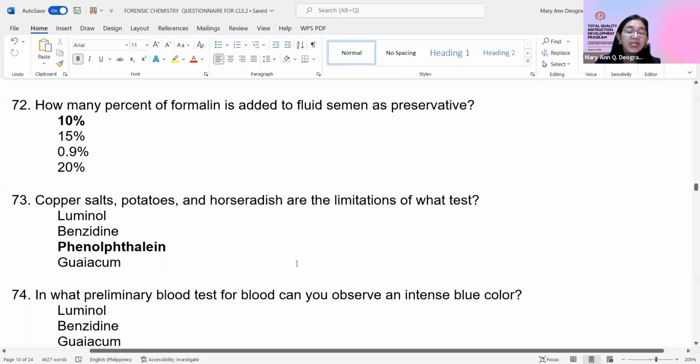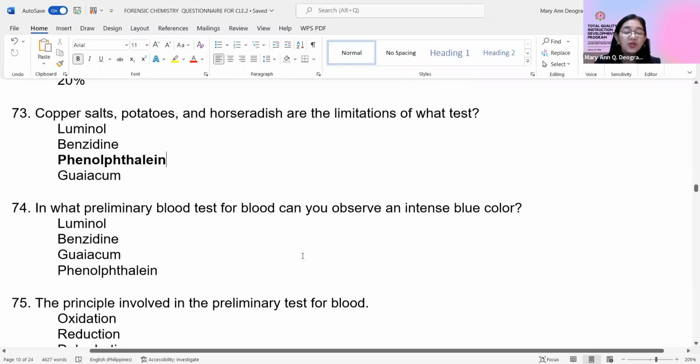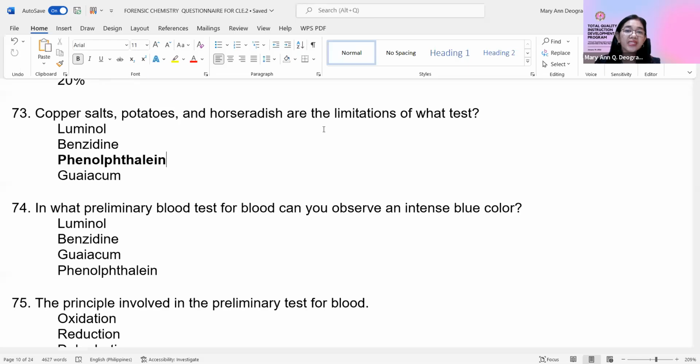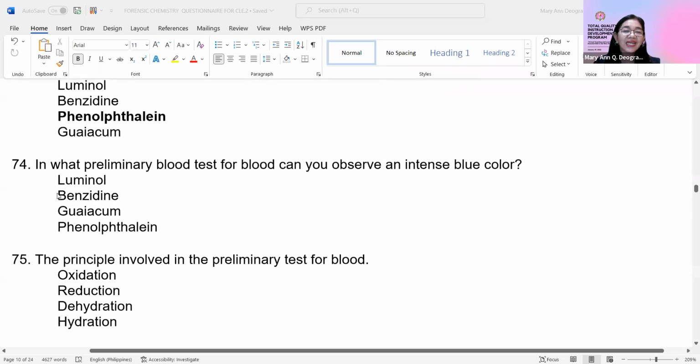So in what preliminary test for blood can you observe an intense blue color? Is it luminol, benzidine, guaiacum, or phenolphthalein? Benzidine. Iisang tao lang ba itong nagsasagot sa akin? Okay, so it is the benzidine.